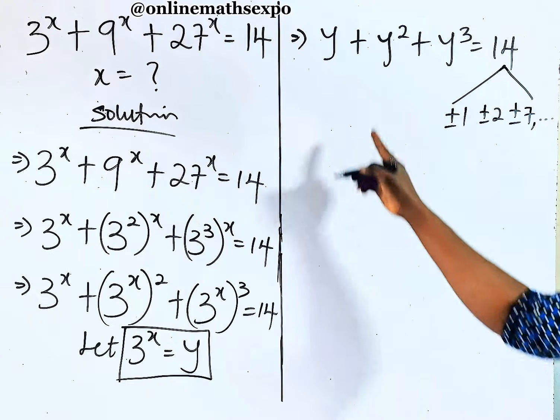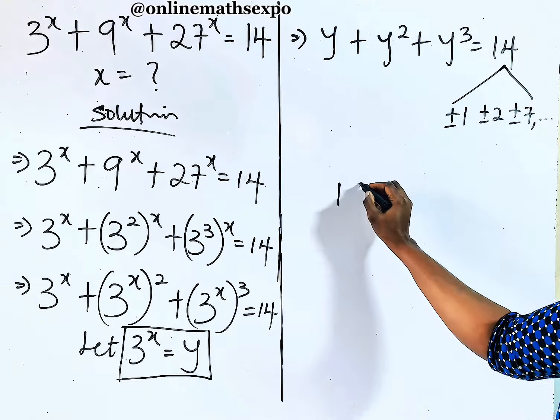Now let's try for y as 1. So we have 1 plus 1 squared plus 1 cubed. This is not equal to 14. You try negative 1. You have negative 1 plus negative 1 squared plus negative 1 cubed. This gives you negative 1. When you square negative, it gives you positive. And when you cube negative, it returns you to negative. So this is not also equal to 14.